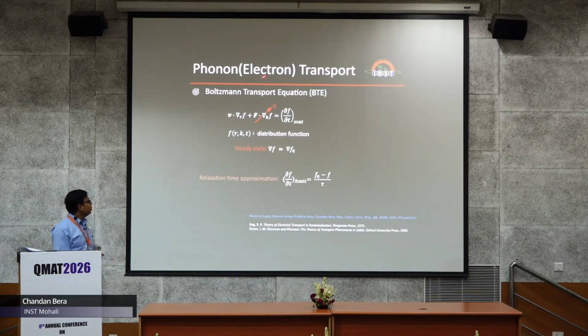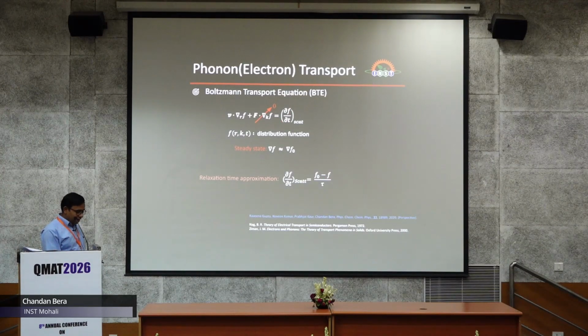Basically, we used the Boltzmann transport equation to calculate the transport coefficients. In this transport equation, the first term is the diffusion part, this is the drift part, and this is the scattering term. When we don't have an external field like a magnetic field or electric field, the drift term becomes zero. Considering a steady state, we can simplify this complex scattering part using the relaxation time approximation, and rewrite the scattering part like this.